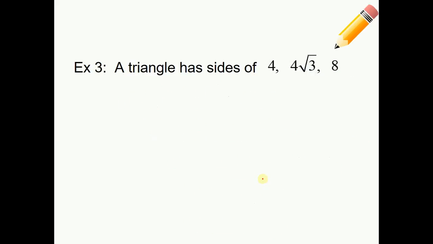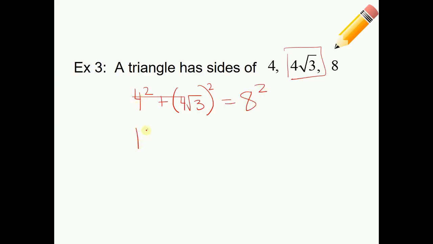And the final example of the video today. Ooh, this guy looks kind of funky. But don't worry about him. He's just a number. So 4 squared plus, I'm going to put that piece in parentheses. There we go. Equals 8 squared. So 4 squared, I know that to be 16. Now, let's talk about that piece over here. So 4 square root of 3 squared.